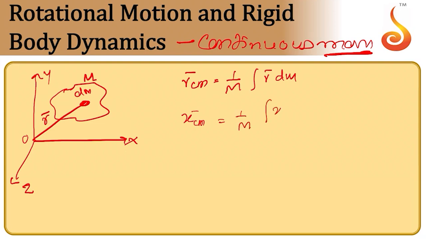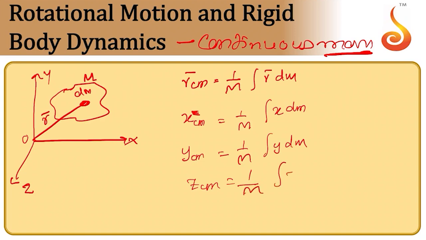xcm is equal to 1 by M integral x dm, ycm is equal to 1 by M integral y dm, and zcm is equal to 1 by M, where M is the total mass, integral z dm. Right? So it is a very simple idea. Here remember x, y, z are the coordinates of the mass which we have selected with reference to the origin. Simple thing.